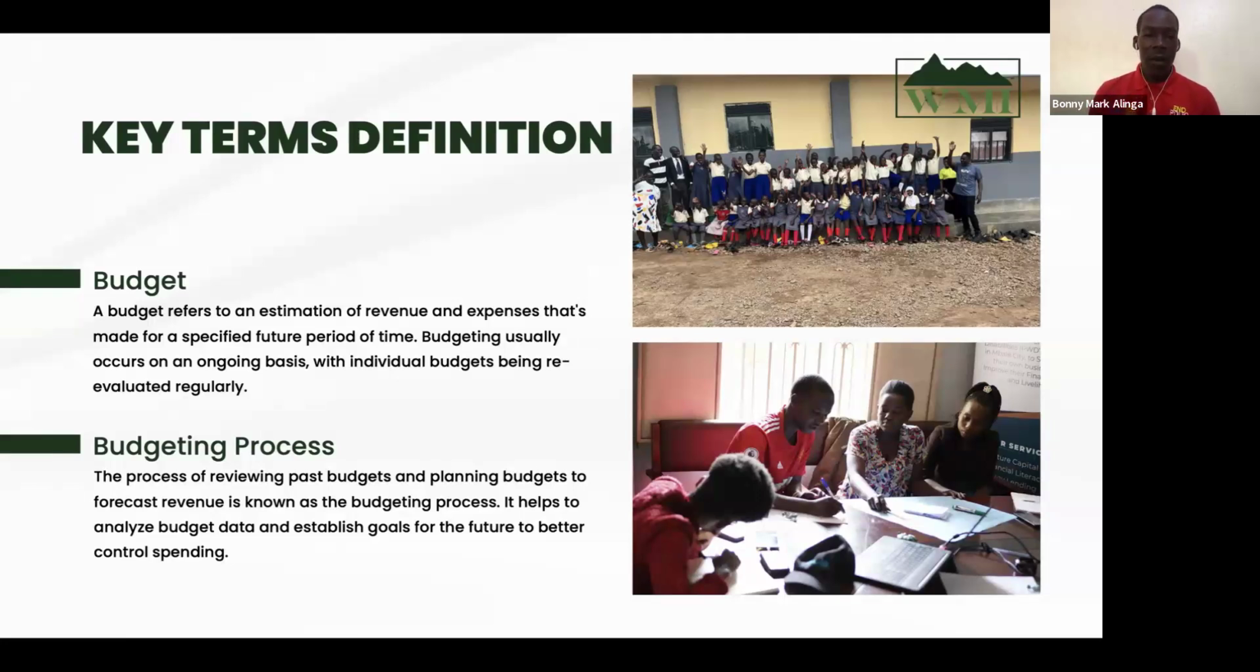And also the budgeting process, as the word says, is a process of reviewing the past, planning the budget, and the future, to forecast the revenue that you have and also look at how you will spend it. This helps you to analyze the budget data and establish a goal for the future to better control your expenses.